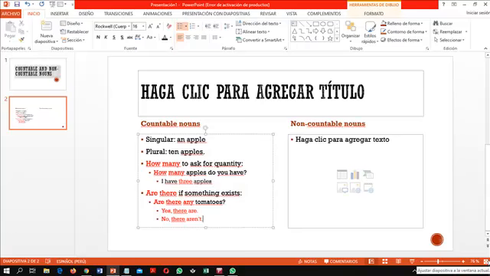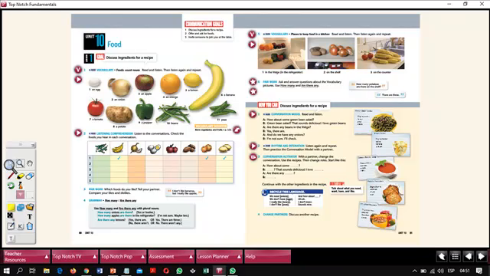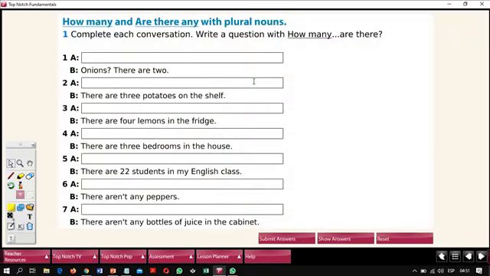Now, you don't have this practice exercise in your books, but I'm gonna send you the screen capture of the extra grammar practice. So as soon as you have your answers, please remember to send them through the WhatsApp group. In the first exercise, what you have to do is complete the questions with how many and the things. For example, number 1, onions, there are 2.